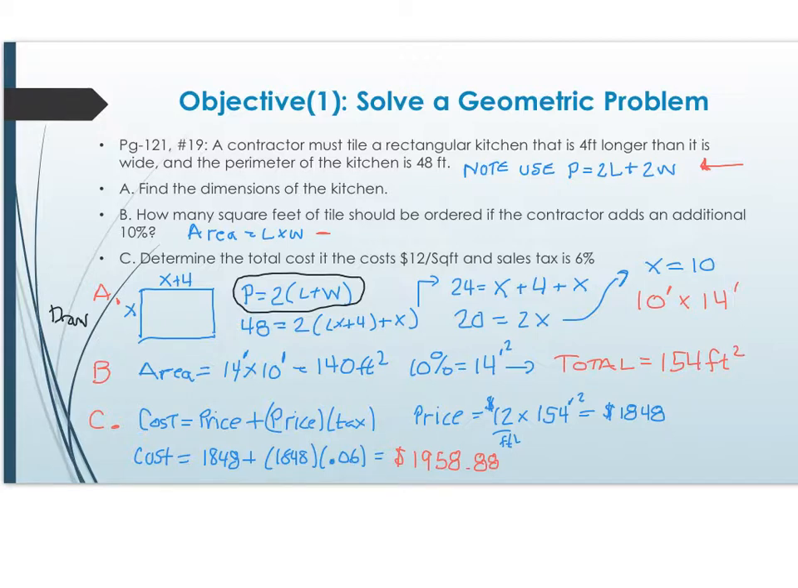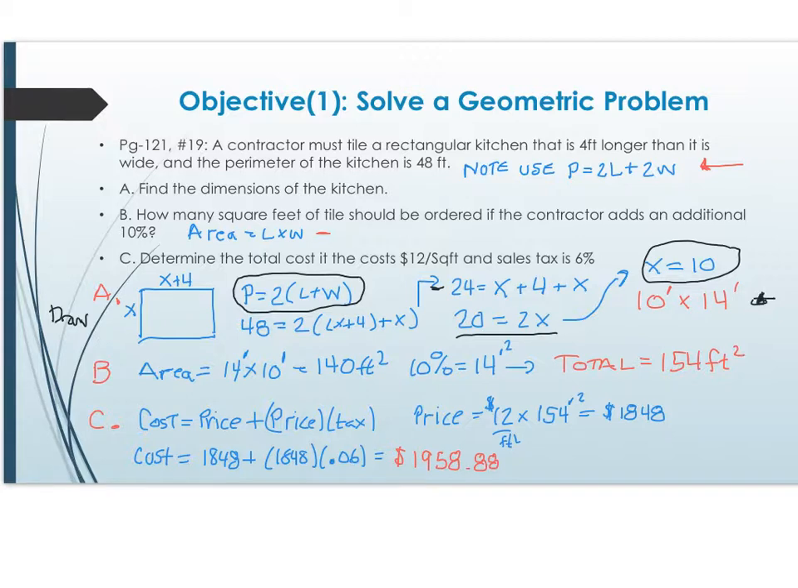Well, we can divide both sides of the equation by 2 and we get 24 is equal to x plus 4 plus x, and we can subtract a 4 from the left side of the equation and we get 20 is equal to 2x, so x is equal to 10, and so the dimensions of our kitchen are 10 feet by 14 feet.